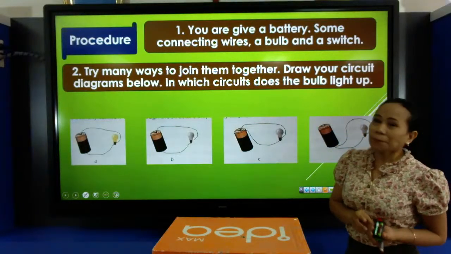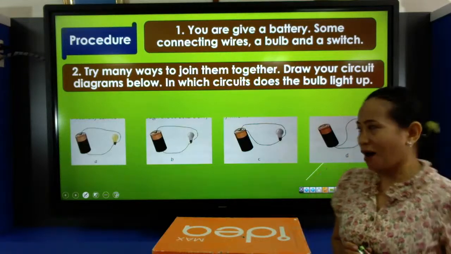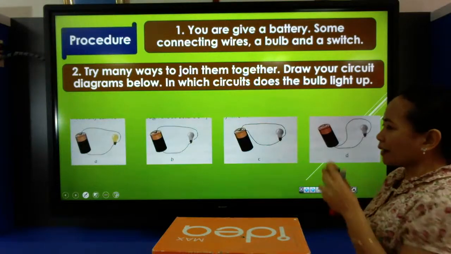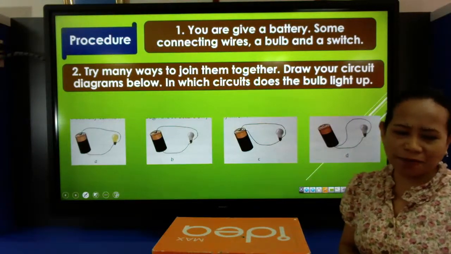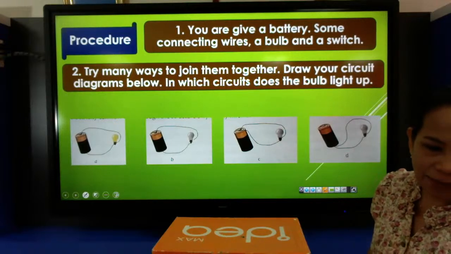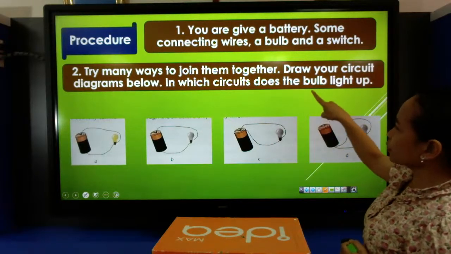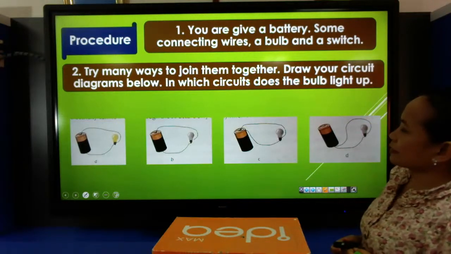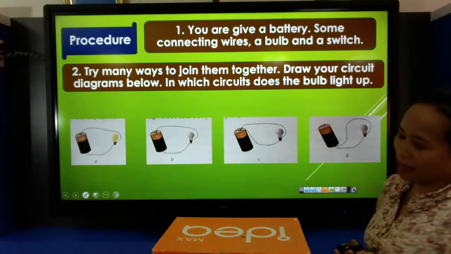So here, proper ways how to light up the bulb. What is the proper way to light up the bulb? It's very simple, class. Try many ways to join them together. Draw your circuit diagrams below. In which circuits does the bulb light up?